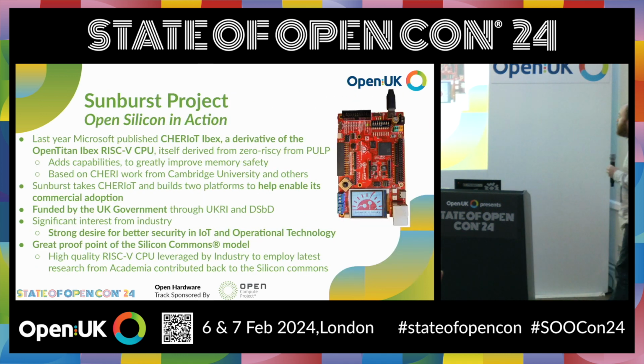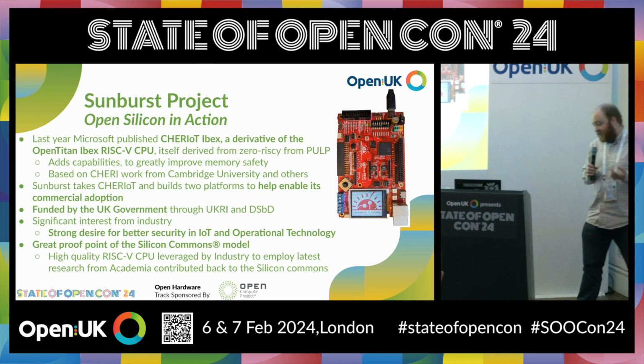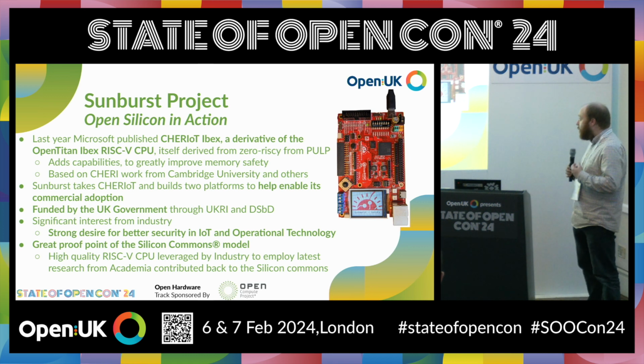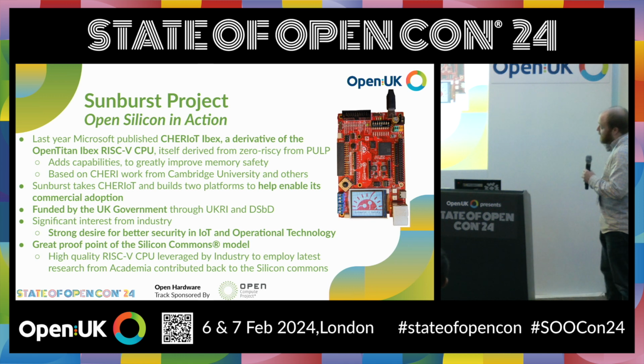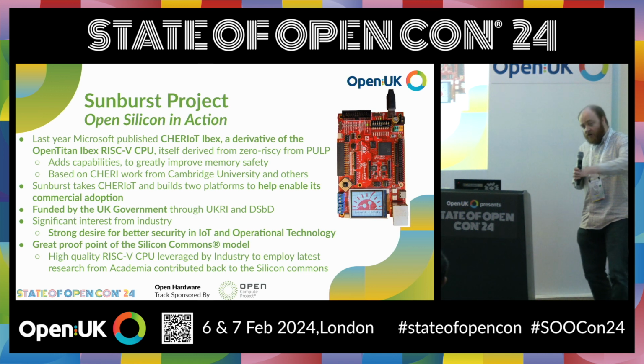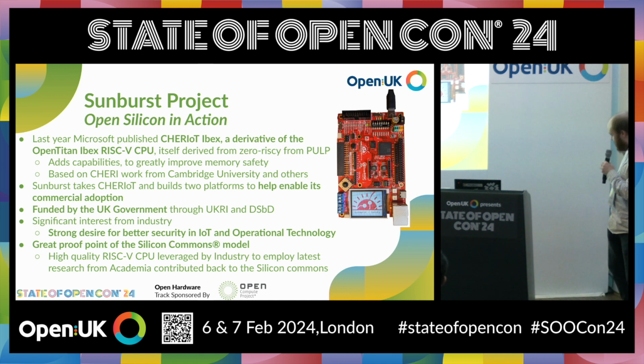So my colleague Mano will be talking in a second a lot more about this, but this is another project lowRISC are doing called the Sunburst project. And I think it's a really great example of open silicon in action. Last year, Microsoft published a thing called CHERIoT Ibex. It's a derivative of the RISC-V CPU used in OpenTitan called Ibex, which itself actually came to the OpenTitan project from ETH Zurich and the PULP project, where it was named Zero-riscy. So it's got a long pedigree, again generated from an open silicon background.